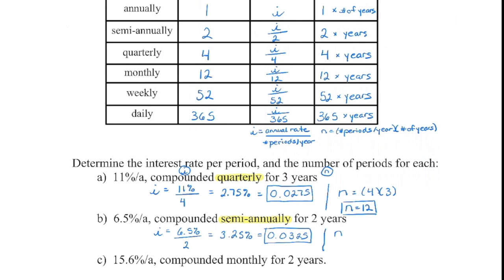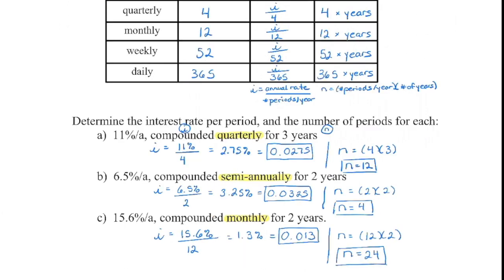N is how often are we compounding per year? So in this case, we're compounding twice a year, and we're leaving the investment in for 2 years. So you're going to have 4 compounding periods over the course of that 2-year investment. All right, pause me. I want you to try the last one, and we'll make sure that you're able to do this.